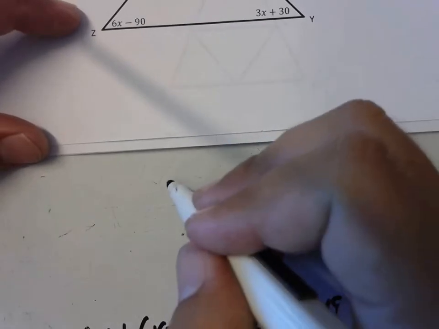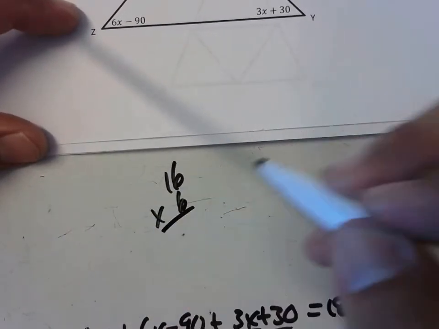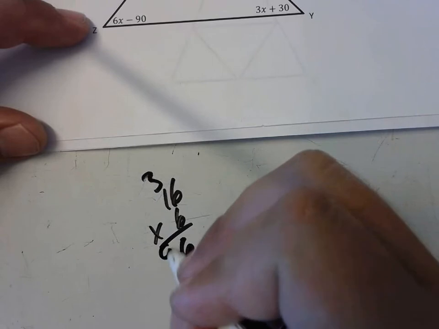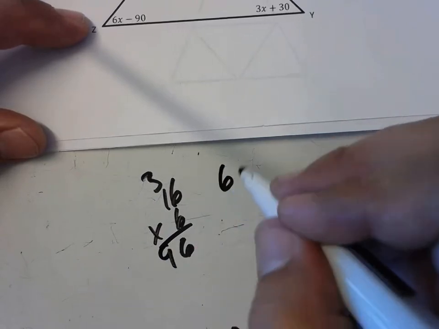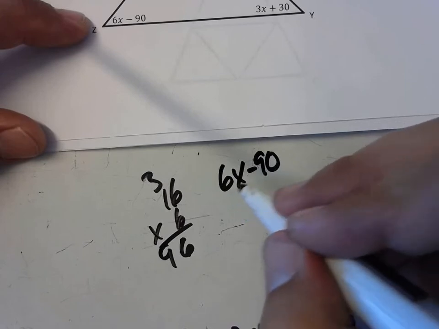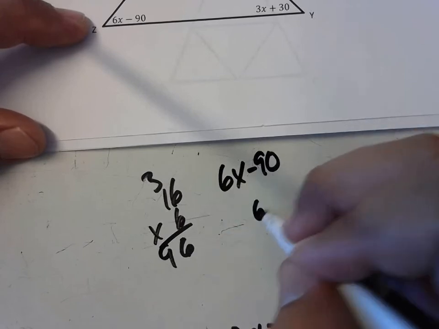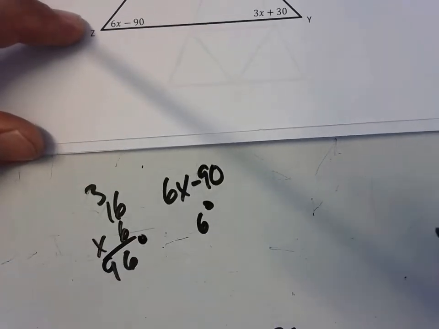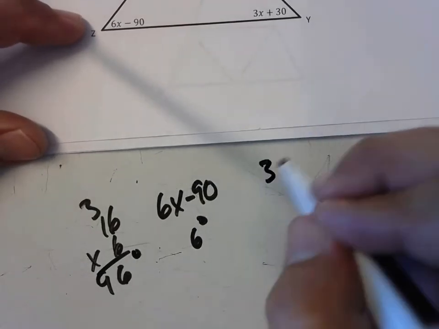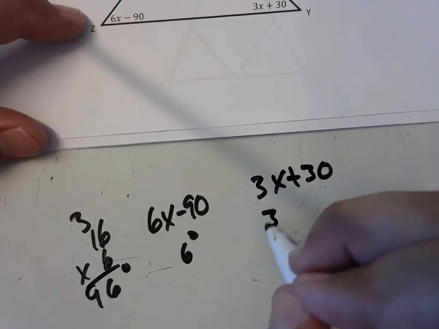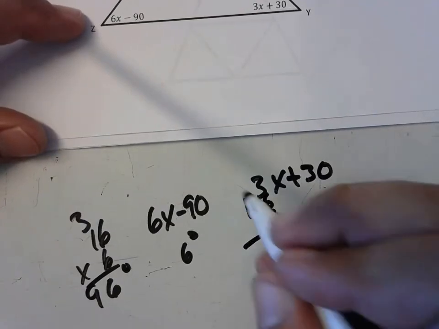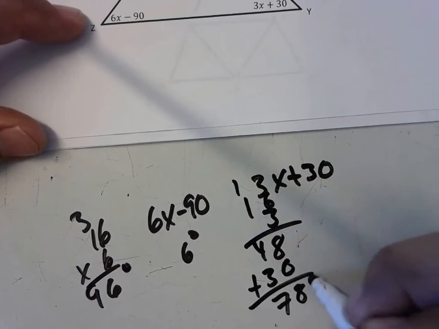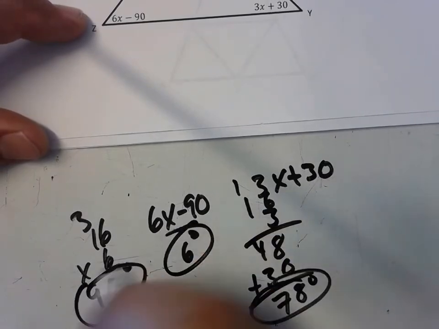So 16 times 6 is 96. The next one is 6x minus 90. We already said 16 times 6 is 96, minus 90. This just gives you 6 degrees. And I can find my third angle by subtracting from 180, or just by doing the math. 3x plus 30. 3 times 16, 48, plus 30 is 78. So my three angle measures are 78, 6, and 96.